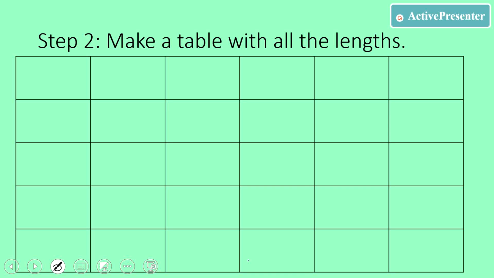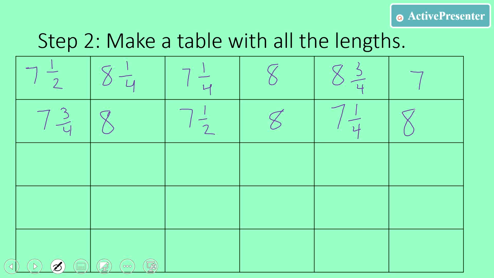Now that you've measured all of your objects, you're going to make a table with the lengths. And this is just an easy way to organize all of your information. I found another object that was 7 1/4 inches. I had another object that was 8 inches. And I'm just going to keep going in and filling in my data. So here is my data. I measured 1, 2, 3, 4, 5, 6, 7, 8, 9, 10, 11, 12 objects. And those are the lengths I got.